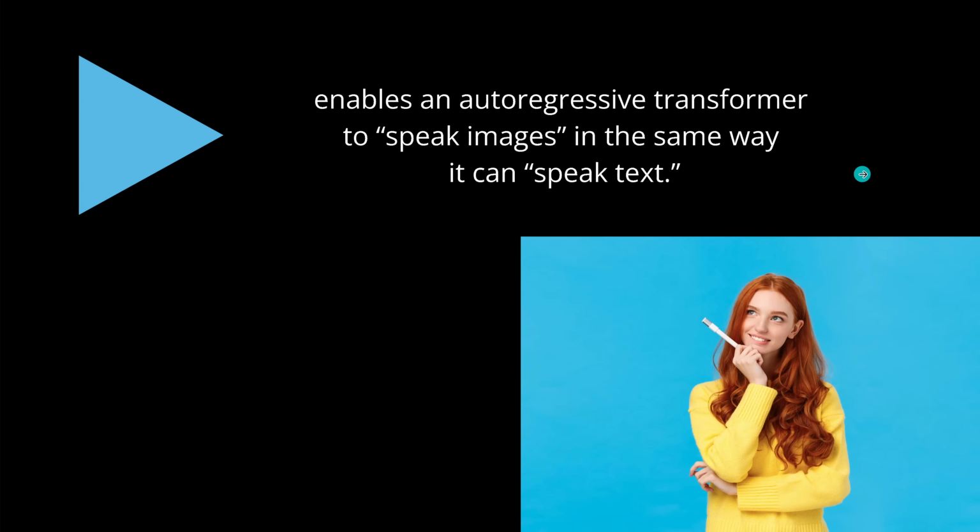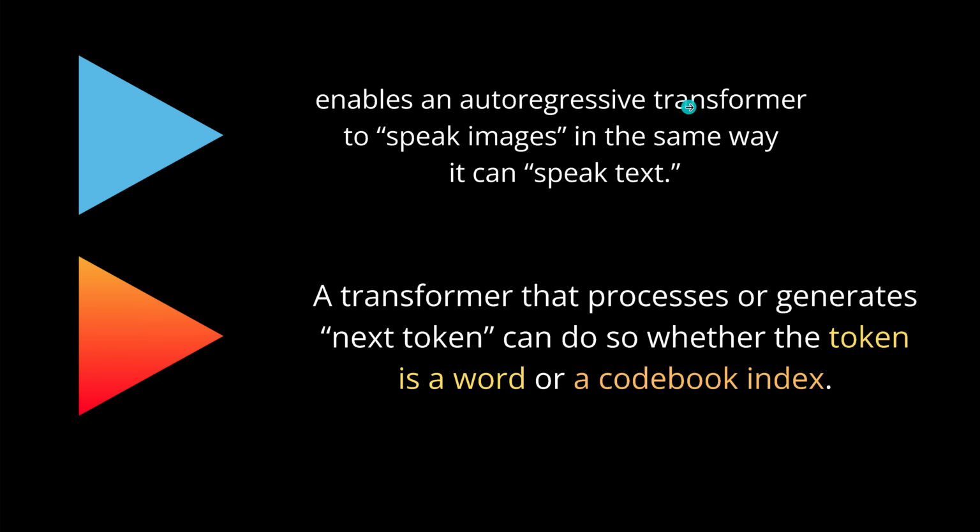What are they doing? They want to enable an autoregressive transformer to speak images in the same way that a transformer can speak text, linguistic information. So they have now a transformer that processes or generates the next token. An autoregressive transformer can do so whether the token is a word or a codebook index.